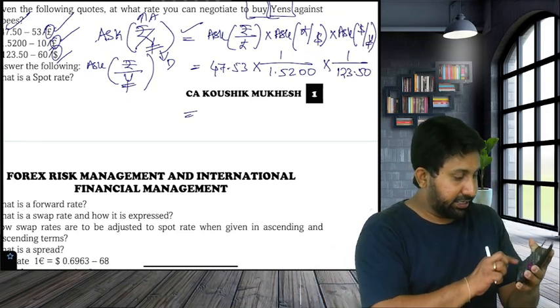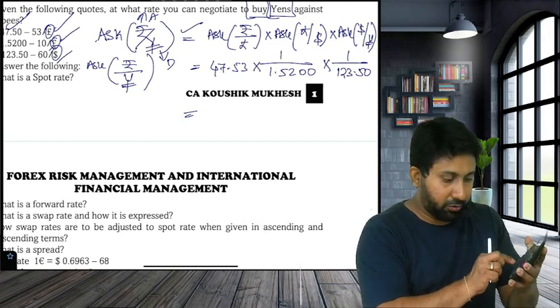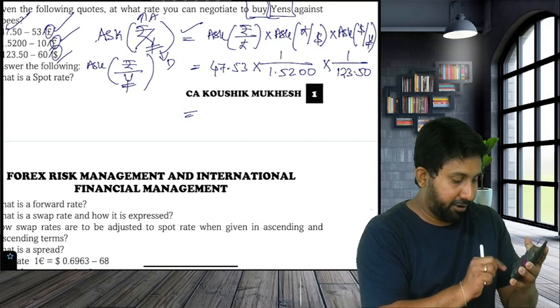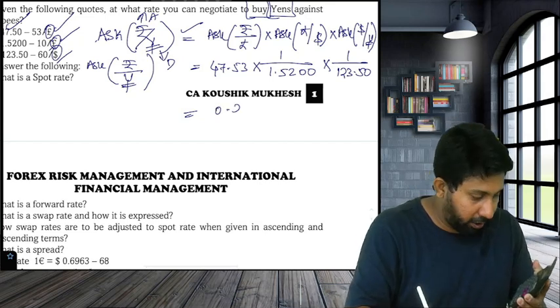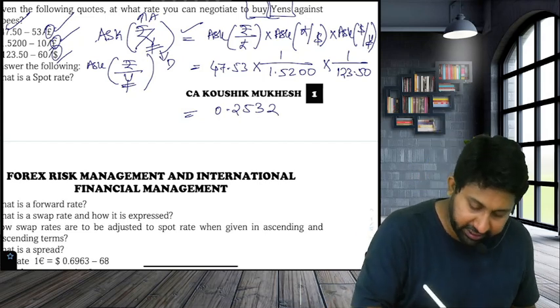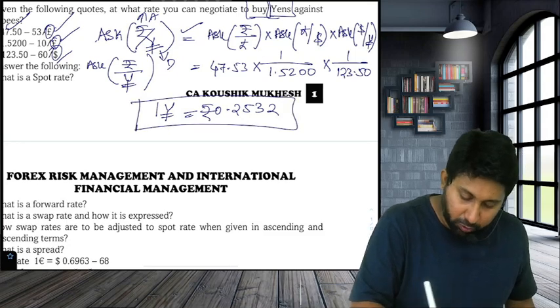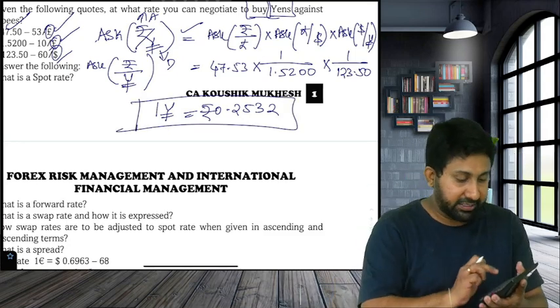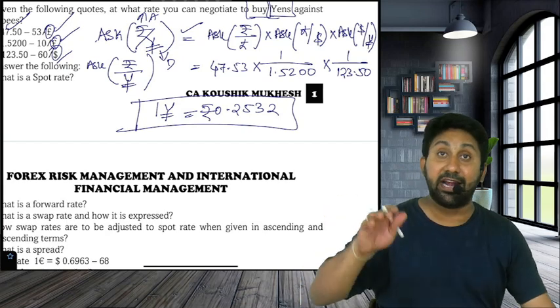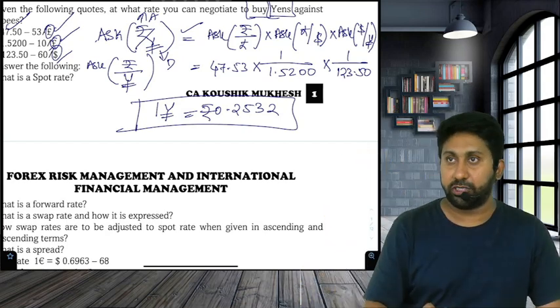Calculate 47.53 divided by 1.52 divided by 123.5. How much? 0.2532. What is it? 1 yen equal to 0.2532 rupees. At this rate, yen and rupee will get traded at an ask rate. Now you may ask a question, sir.